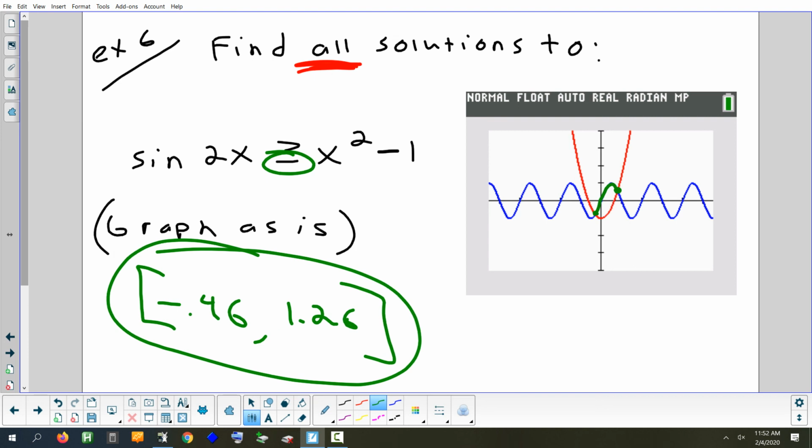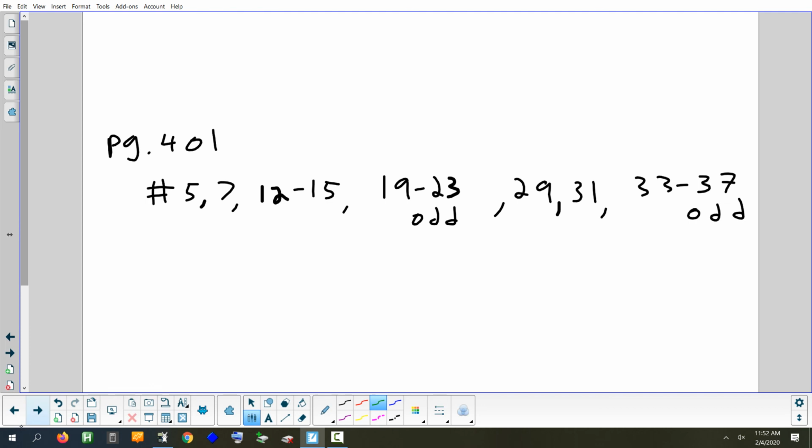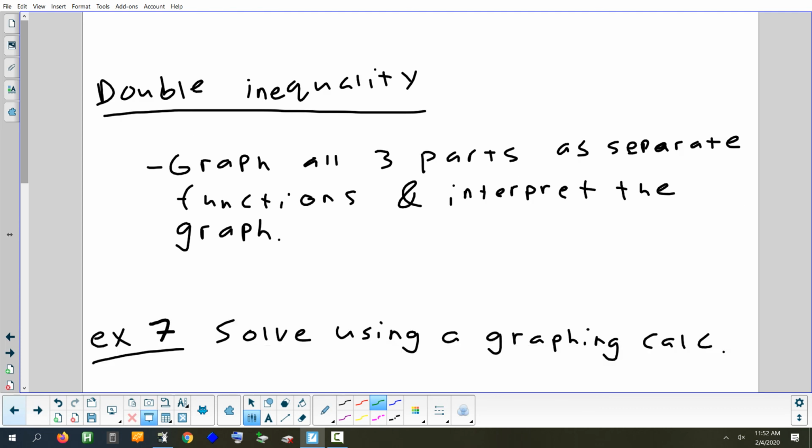Do not put plus 2 pi in. Okay, we already said. Any questions before we look at the last problem? Okay. So, last problem is a double inequality.